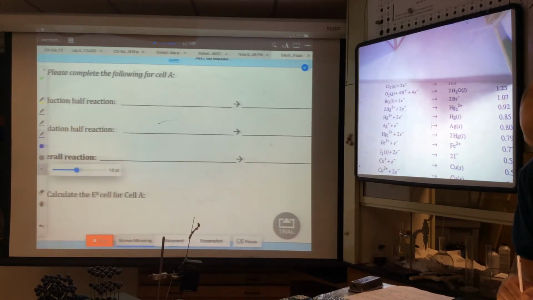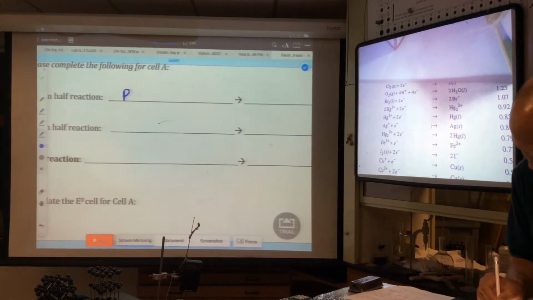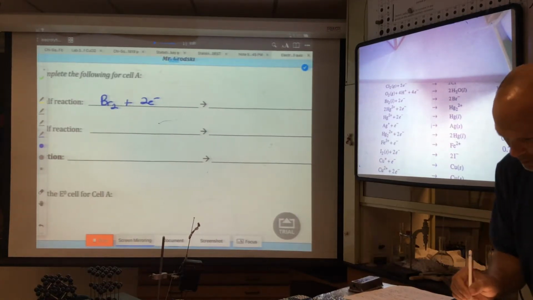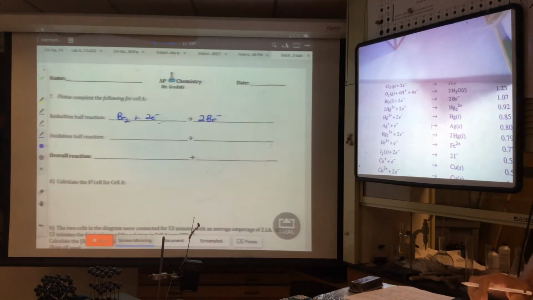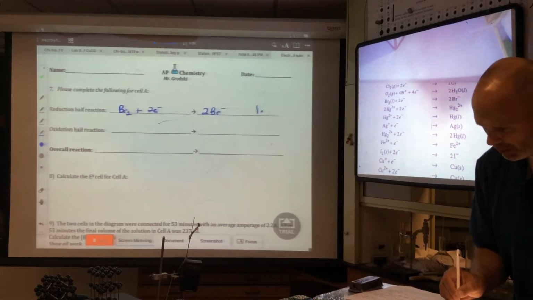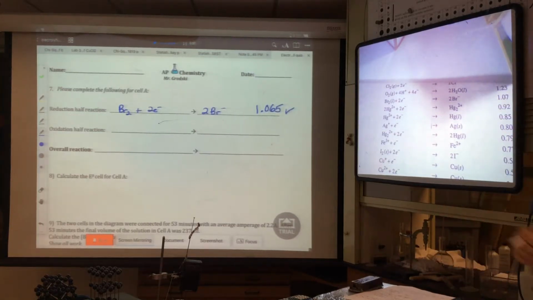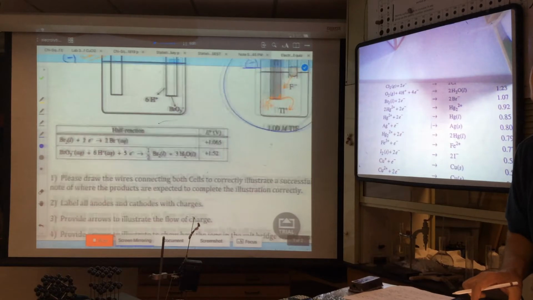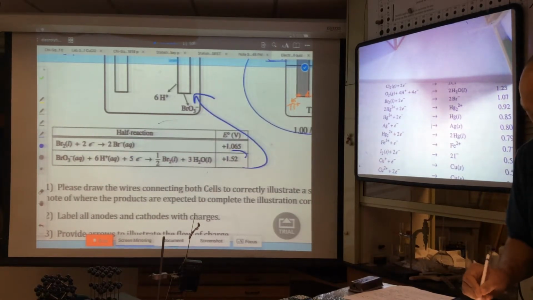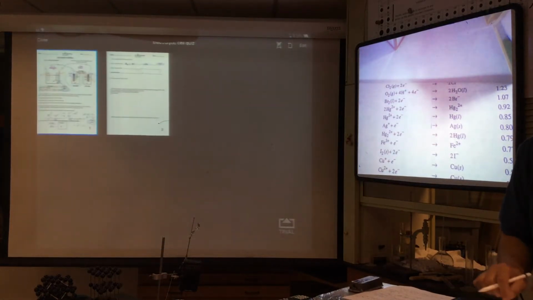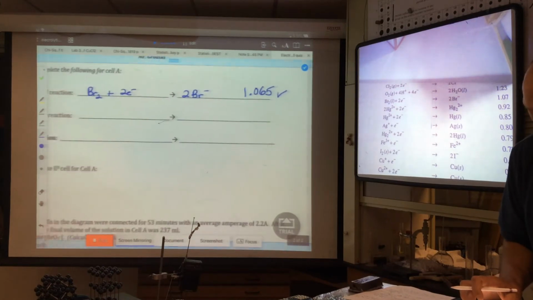So reduction, I go Br2, and people mess this up big time, plus 2 electrons gives me 2 Br negative. And just for fun, I'm going to write the standard reduction potential, 1.065 volts was given to it. I'll write it right there. What was the oxidation? The oxidation was opposite. It's written because they're telling me that this is happening here. So the sign flips. So we write the opposite. People mess this up. Here we go, I'm going to write it opposite.